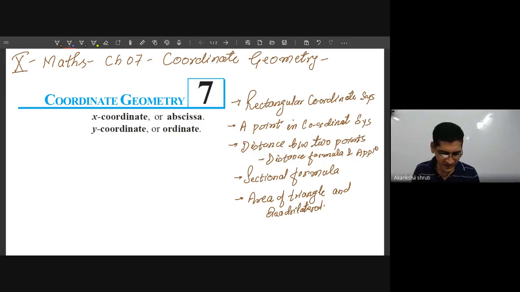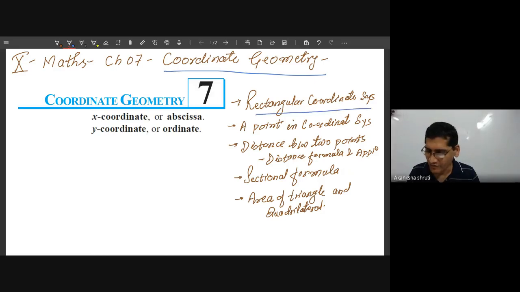Good evening, dear students. Today we are going to start our new chapter number 7, coordinate geometry. Students, here we will start with the introduction of the coordinate system. What is coordinate system? Basically, rectangular coordinate system we will learn. Then how to represent a point in a coordinate system. Then the distance between two given points in the same coordinate system, called distance formula, we have to learn.